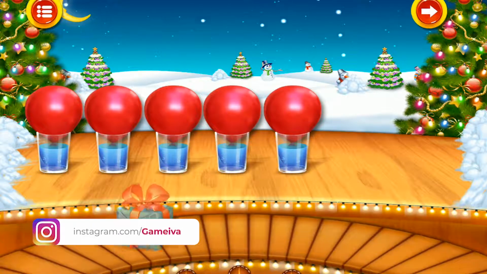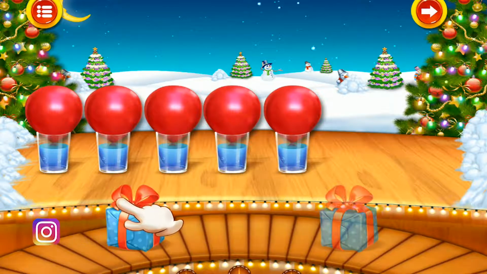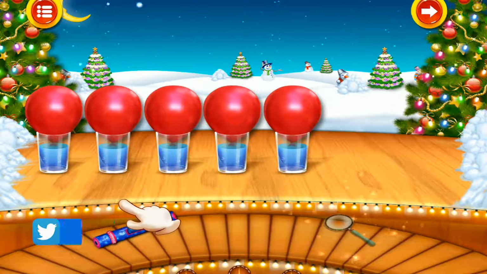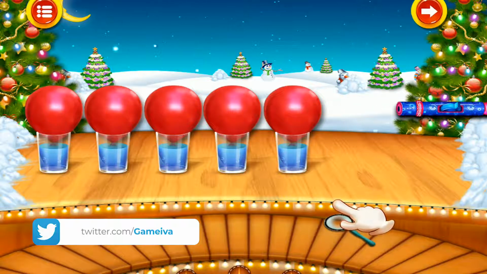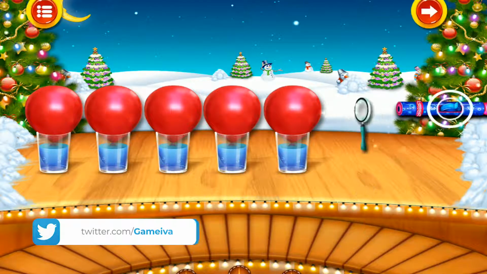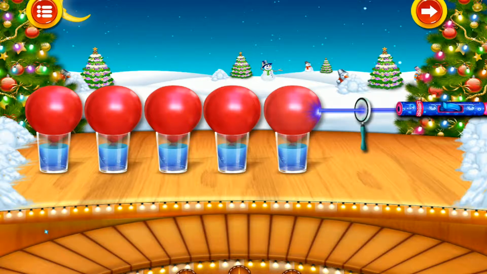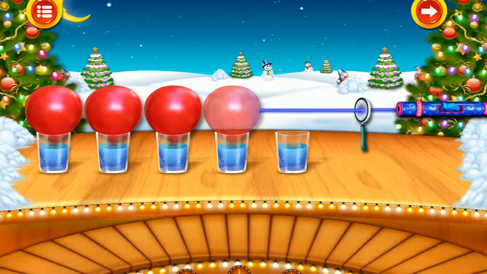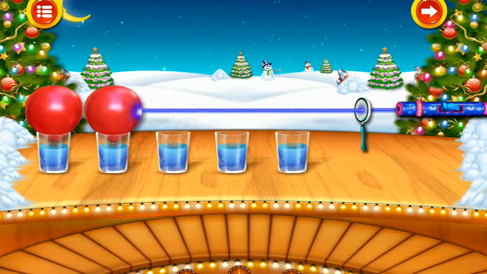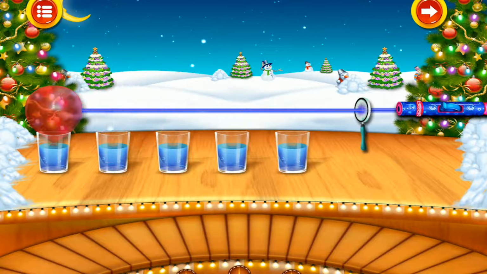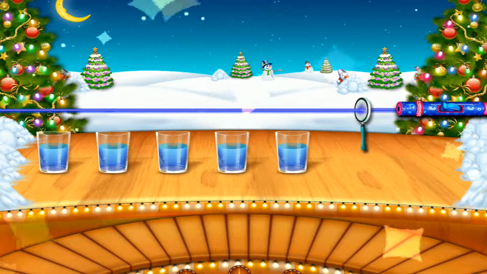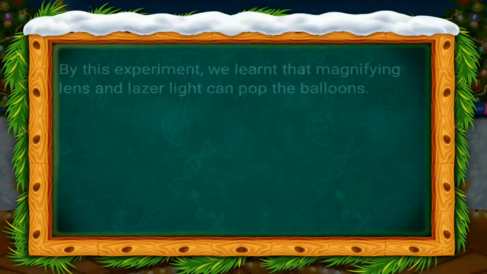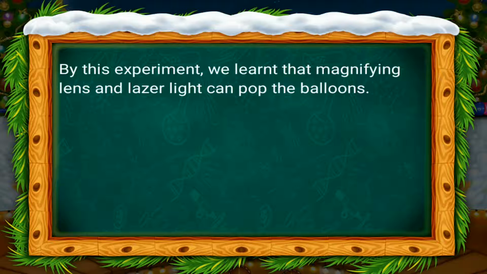Take a laser light. Now take a magnifying glass and place it between. Switch on the laser light. What did you observe? By this experiment, we learned that a magnifying lens and laser light can pop the balloons.